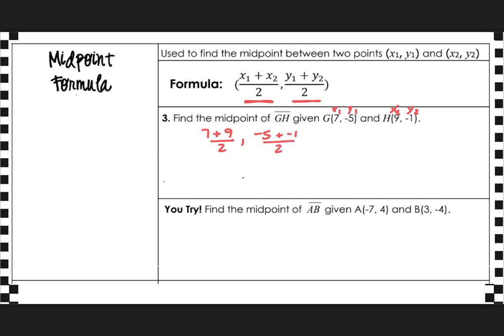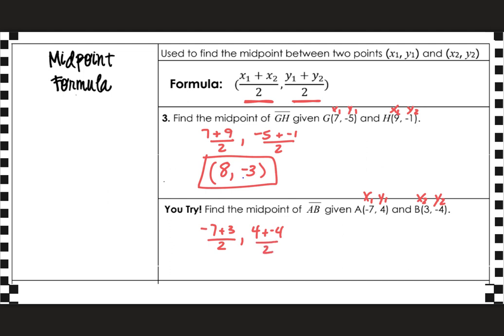7 plus 9 is 16. 16 divided by 2 is 8. -5 plus -1 is -6. So -6 divided by 2 is -3. So that's our midpoint. So we'll try again. x1, y1, x2, y2. And then for our x-coordinate, we have -7 plus 3 divided by 2. And our y-coordinate, we're going to do 4 plus -4 divided by 2. And that's going to give us -4 over 2, which is -2. This one's going to give us 0 over 2, which is just going to be 0.